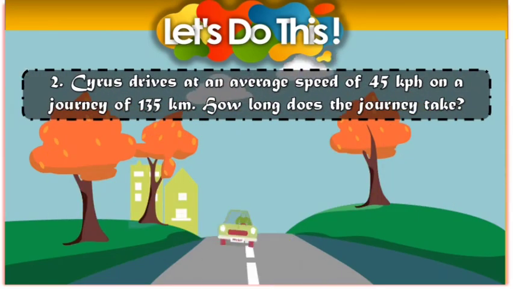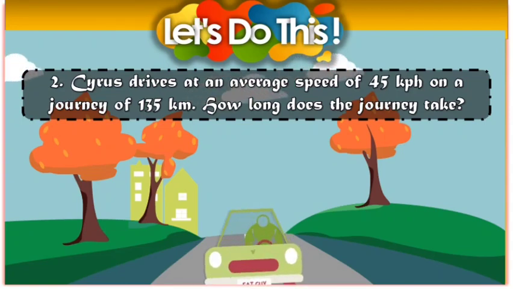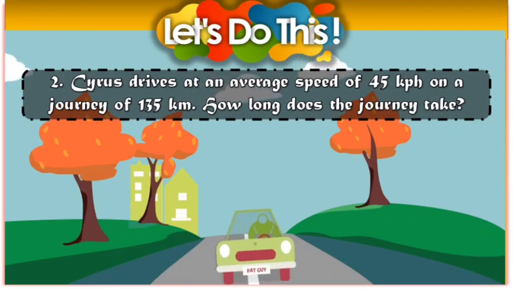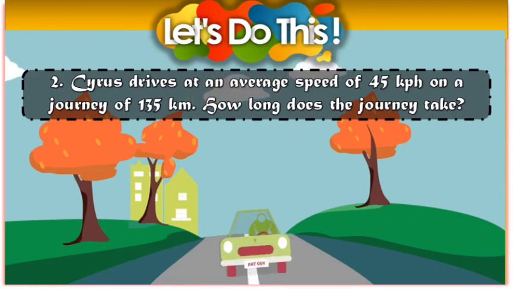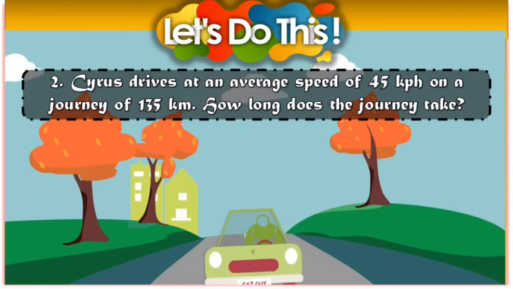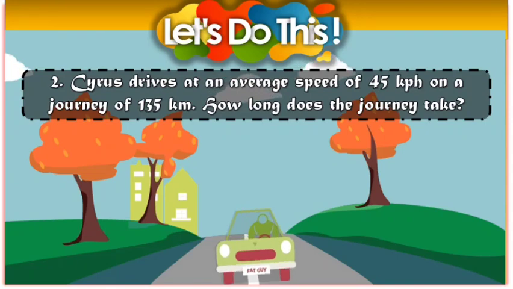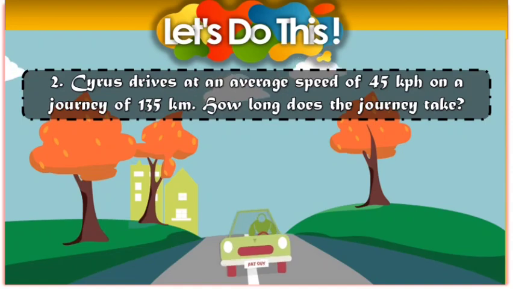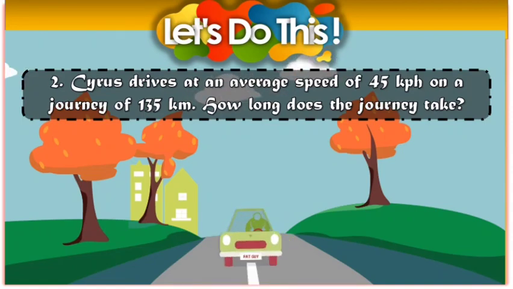Cyrus drives at an average speed of 45 km per hour on a journey of 135 km. How long does the journey take? From that problem alone, kunin muna natin yung mga given. Ano yung ibinigay sa problema? So yung binigay sa problema is yung 45 km per hour. Ano kaya yung 45 km per hour? Distance kaya yan? Speed kaya yan? Or time? So that is speed. How about the 135 km? Is that a time or a distance? Very good. So that is a distance.